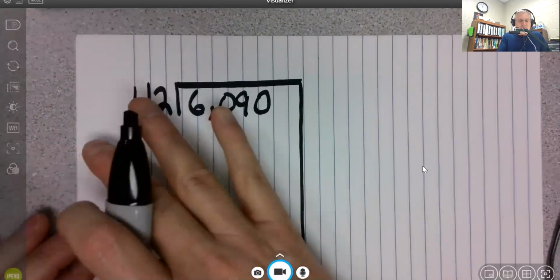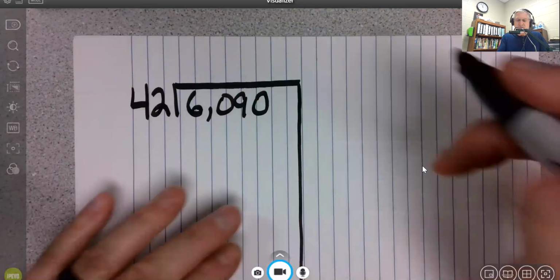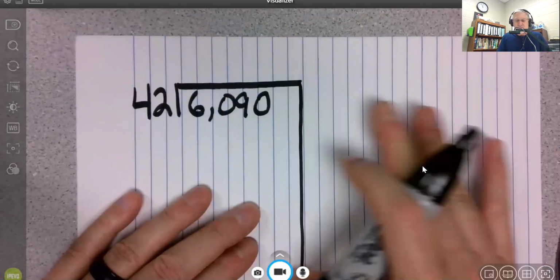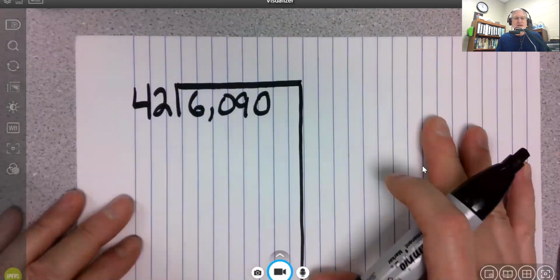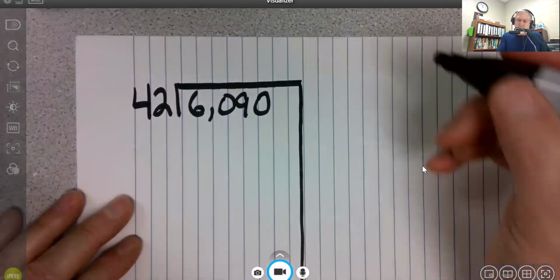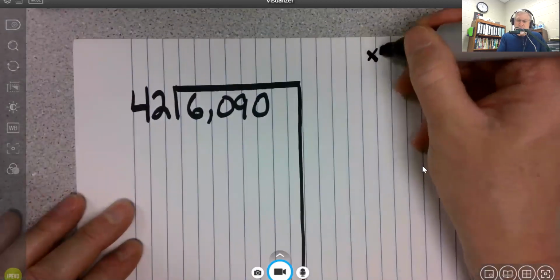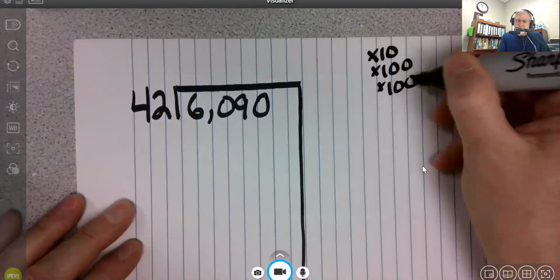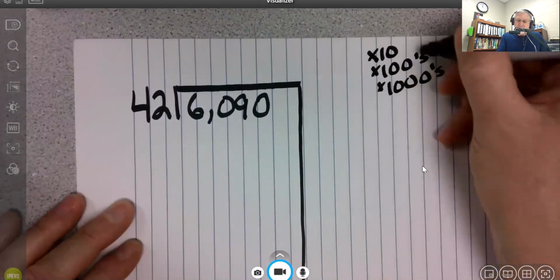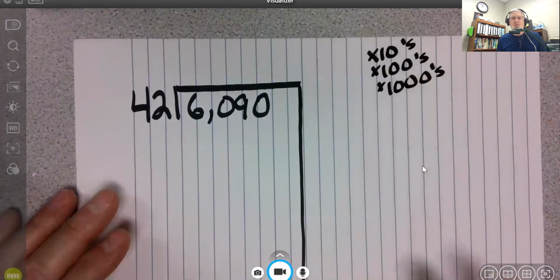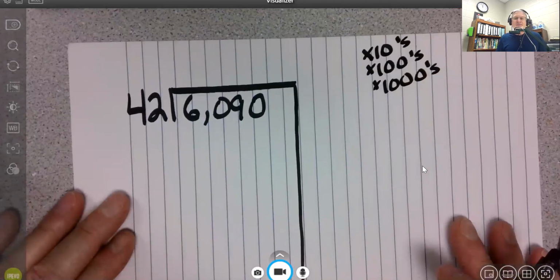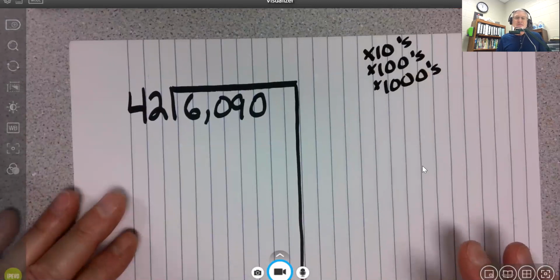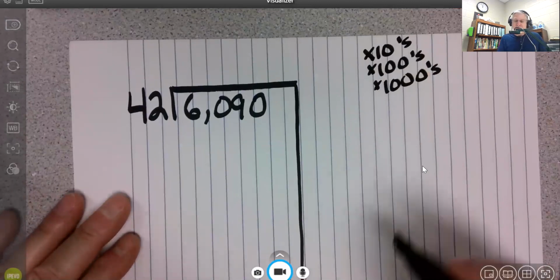So instead of doing a rectangle over on this side, we are just going to do our work to the right of the division symbol. And again, I'm going to write down multiply by tens, multiply by hundreds, and multiply by thousands. I'm going to put an S there because it's multiples of 10, multiples of 100, and multiples of thousands. Well, I'm going to start with my biggest.